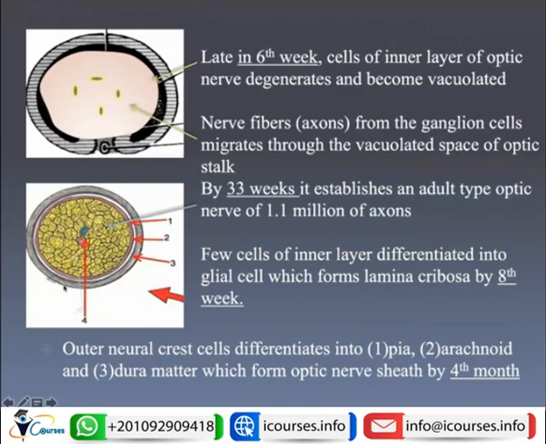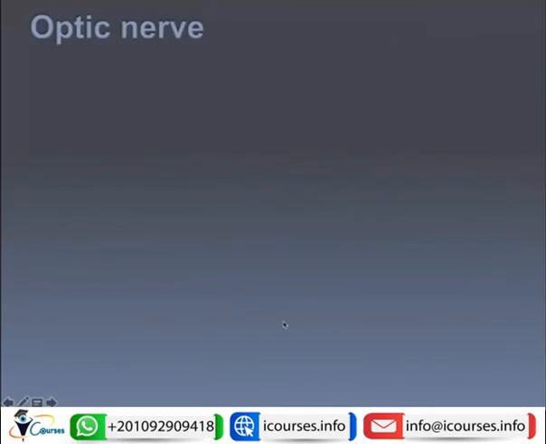The outer layer of the optic nerve will form the glia, which will form the meninges. So it will form the pia, the arachnoid, and the dura mater, which will surround the optic nerve. So the outer layer will share in the formation of the sheath of the optic nerve. This occurs by the 4th month.